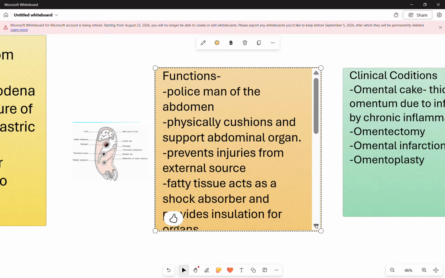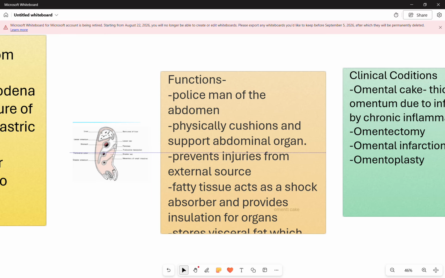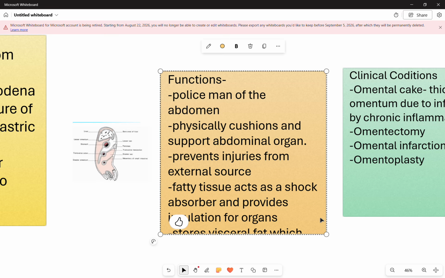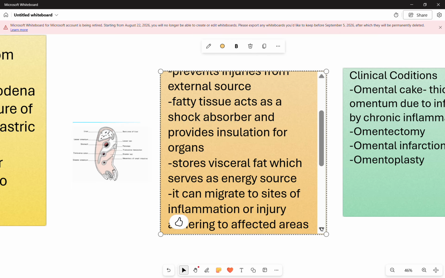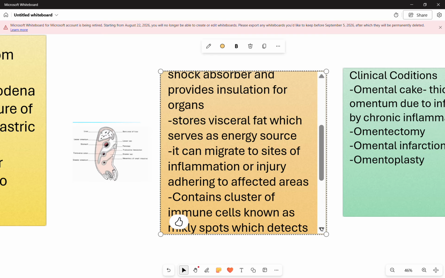Number two, it is a fatty tissue, so it acts as a reservoir for adipose tissues. Visceral fat, it's an energy source, is a reservoir.